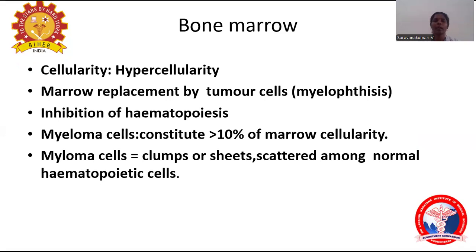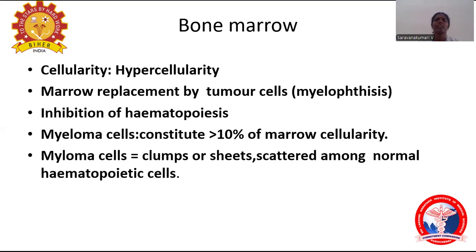So coming to the bone marrow, when a bone marrow is reported, we should report the cellularity, whether it is hypercellular, hypocellular or normocellular. Then we have to comment about the hematopoiesis: erythropoiesis, myelopoiesis, megakaryopoiesis, and whether any abnormal cell is there or not. With this basic idea about bone marrow, we will come to the bone marrow findings in multiple myeloma.